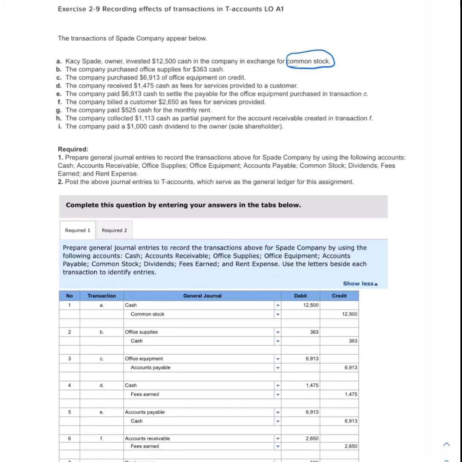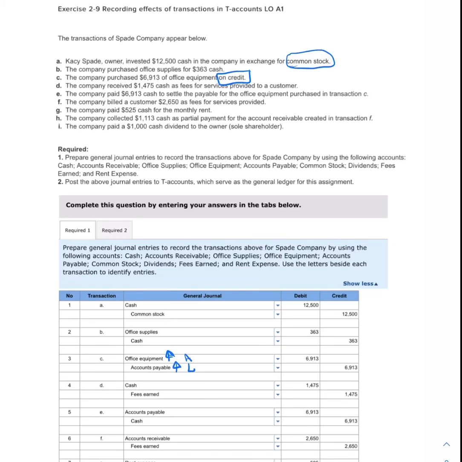Next, you see that the company purchased $6,900 of office equipment, but notice on credit. Because it's on credit, we actually don't have any effect to cash. So office equipment is an asset and it is going up with a debit. Accounts payable is also going up because it is a liability, and liabilities increase with a credit. So a credit to accounts payable, a debit to office equipment. And that question is done.